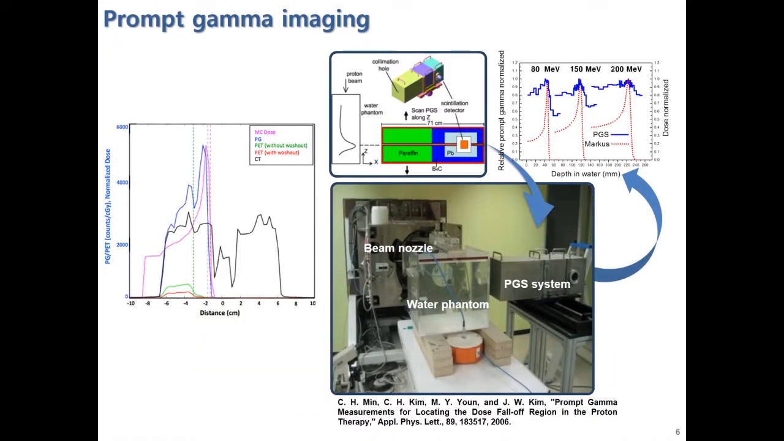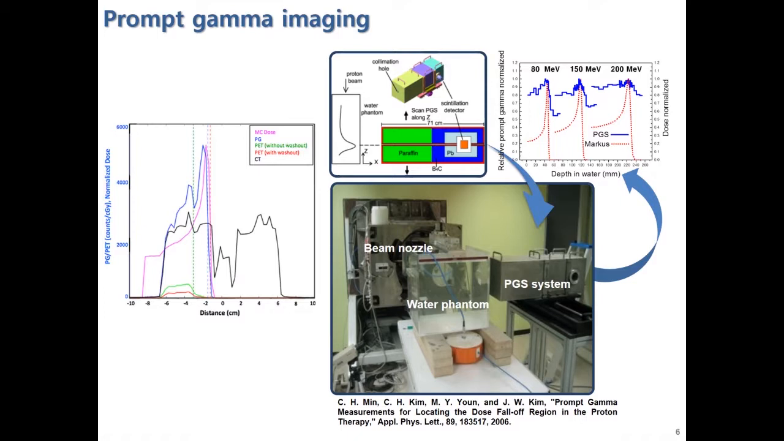For the real-time verification of the beam range, the most promising method is prompt gamma imaging. The prompt gamma imaging is based on the distribution of prompt gamma rays which are generated by nuclear reaction between the particle beam and the patient. Using the correlation of prompt gamma and dose distribution, the beam range can be measured.